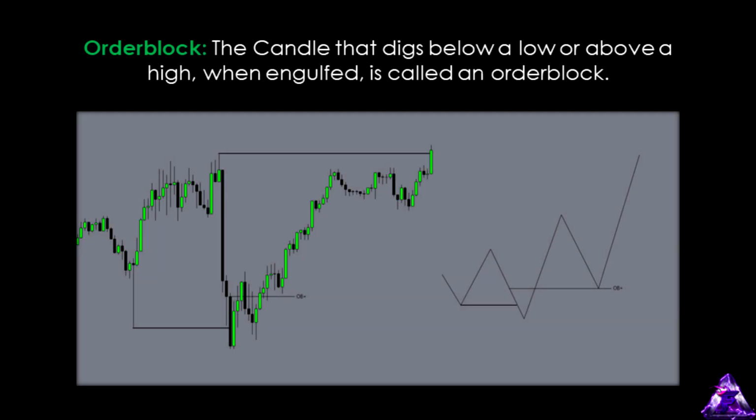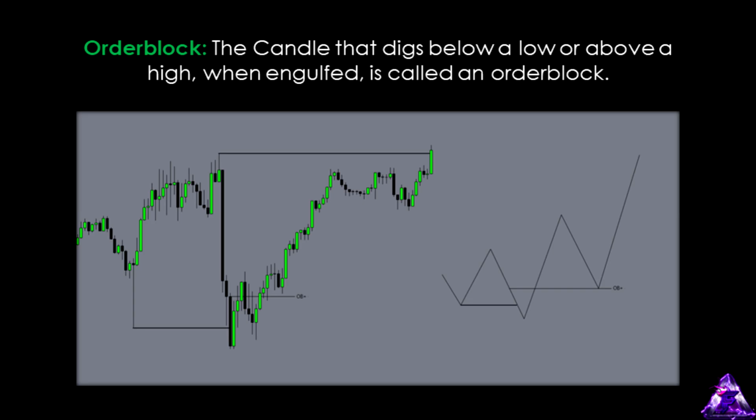Now, let me explain what an order block is. The most refined definition that I could find is from Romeo, and it's the most accurate one. Here's the definition: the candle that dips above a high or below a low, when engulfed, is considered an order block. In this image, you can see a low here, and what happened is the price comes down to the target and takes out that low. For an order block to be valid, it must be formed after what is called a turtle soup. If there is no turtle soup, the order block isn't considered valid.